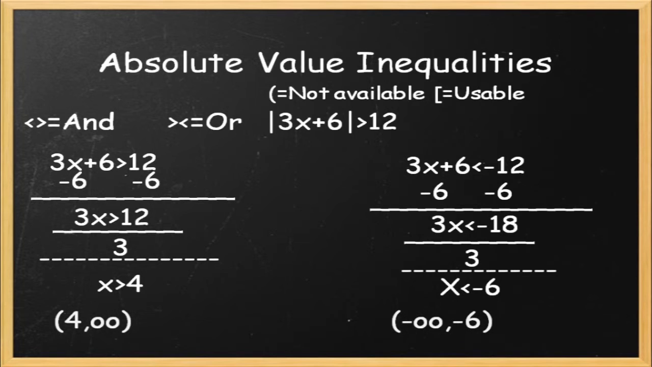So to graph these two, it would be paren 4, comma, infinity, because x is greater than 4. Any number past 4 can be used for x. And then, for the other one, it is paren negative infinity, comma, negative 6, because x is less than negative 6. So any number before negative 6 can be used. So it's down to negative infinity, but you cannot use negative 6.